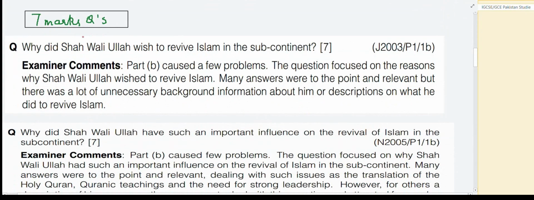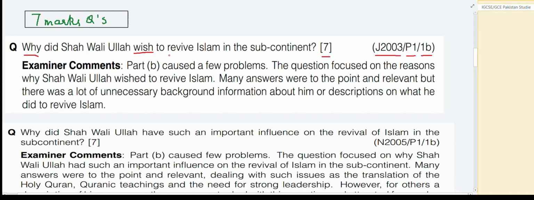Now our 7 mark questions. First question, which came in June 2003, Paper 1, Question 1, Part B: Why did Shah Waliullah wish to revive Islam in the subcontinent? It is worth 7 marks. The majority of 7 mark questions start with why. What does why mean? Why means to give reasons. Now, why did Shah Waliullah wish to revive Islam? So what do we have to write in the answer?